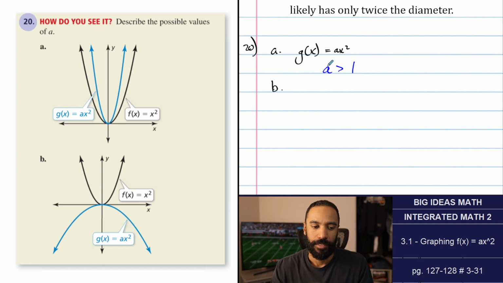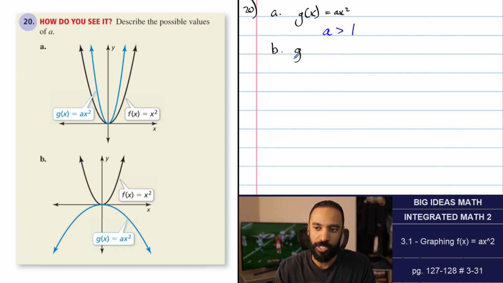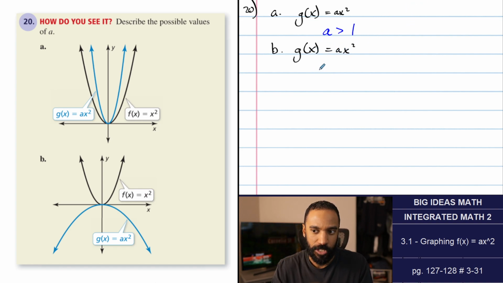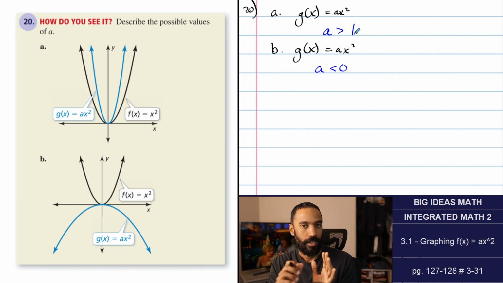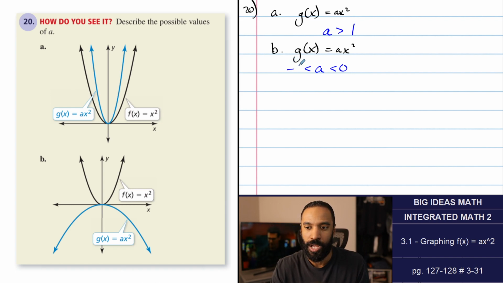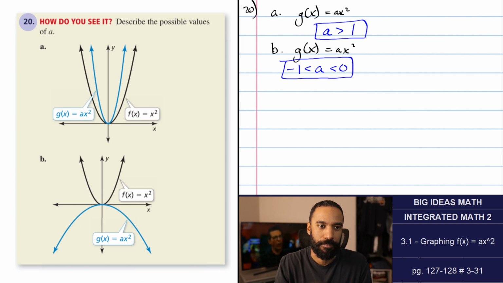For part B, we have the same thing, g of x equals ax squared, but this time it's flipped over. And it's not just flipped over, so it's not just negative. It's not just a is less than 0. But it also looks vertically compressed. That means your value needs to be somewhere between 0 and negative 1. Because if it was negative 1, it would have the same vertical stretch amount. If it was less than negative 1, like negative 2, negative 3, negative 4, negative 5, it would be more vertically stretched. So it needs to be somewhere between 0 and negative 1 for part B. Okay, that was a good fast one.